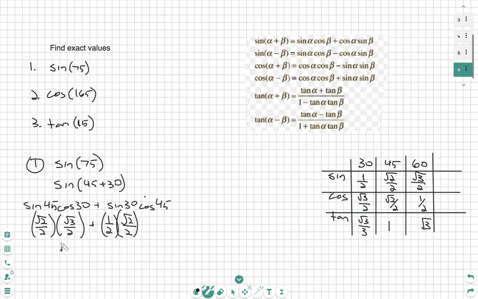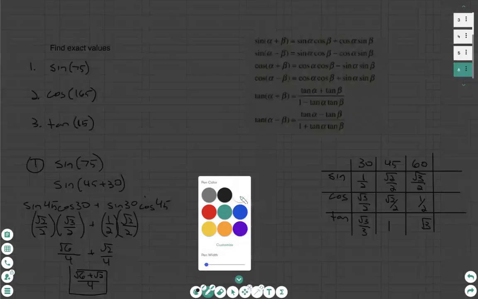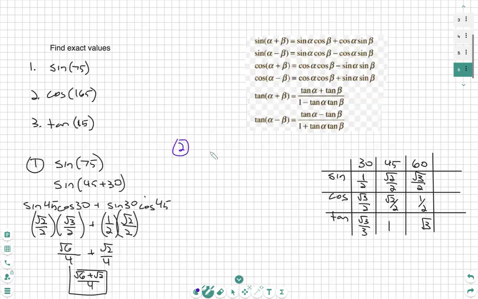Now we just multiply. Root 2 times root 3 is root 6. 2 times 2 is 4. They both have the same denominator, so we can combine. And that is our final answer for number 1. Nice. So now let's do number 2.